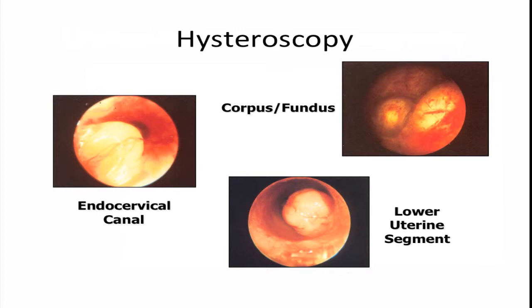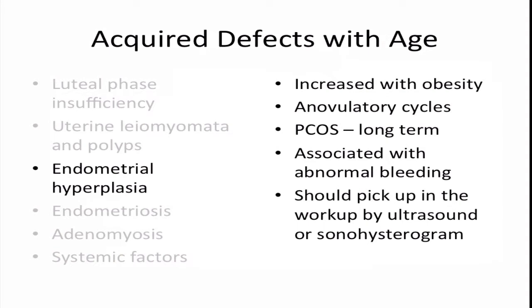Ultimately, if a lesion is suspected, a hysteroscopy should be performed, and here are some examples of polyps or fibroids that are present inside the uterine cavity, and these could be readily removed using a hysteroscopic approach. Another acquired defect with age includes endometrial hyperplasia, which could be associated with obesity, anovulatory cycles, polycystic ovary syndrome, and usually is associated with abnormal bleeding and could be picked up by a biopsy or seen on ultrasound or sonohysterography.